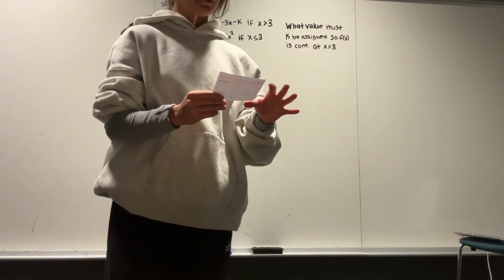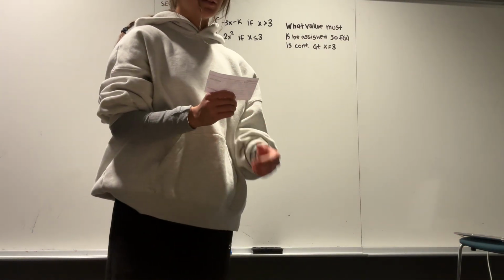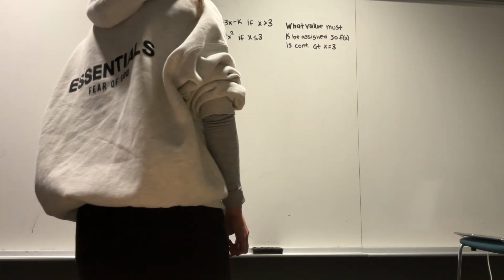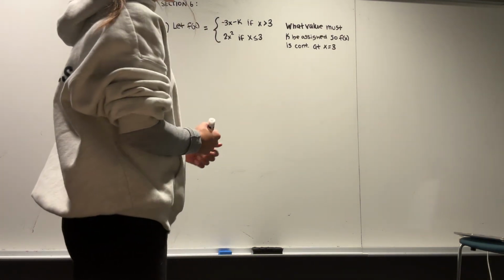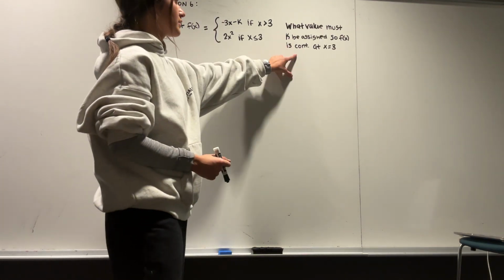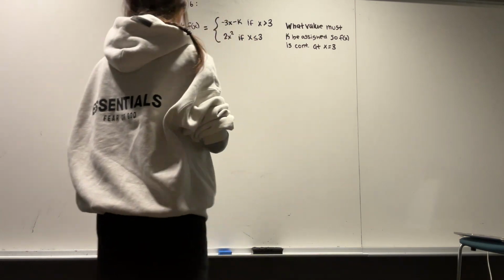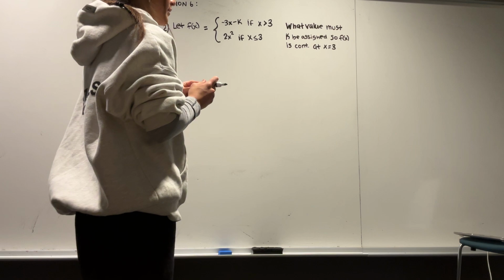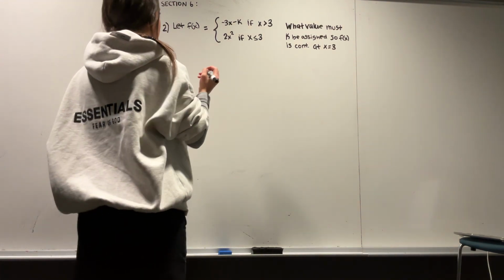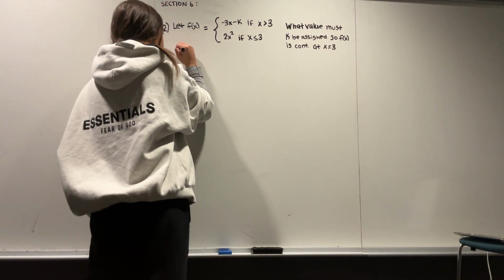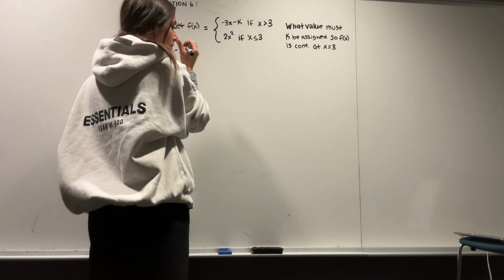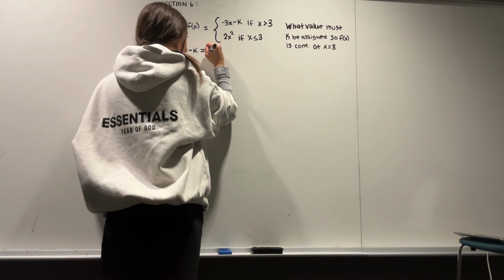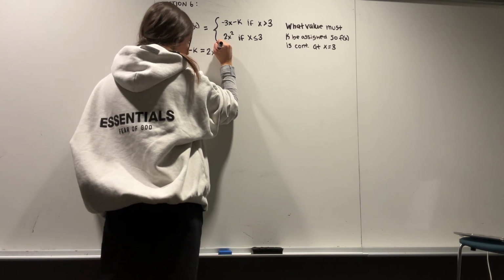This is exam 1, page 10, section 6, and it's question number 2, and it asks, what value must k be assigned so that f of x is continuous at x equals 3? Then we're given this, and we're gonna start by setting them equal to each other. So it's gonna be negative 3x minus k is equal to 2x squared.